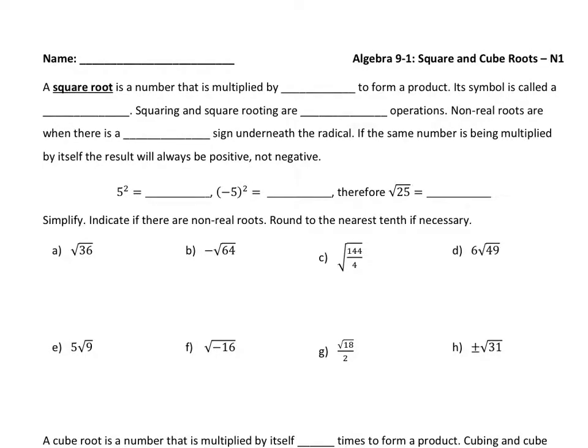Algebra Unit 9, Lesson 1, Notes 1, Square and Cube Roots. A square root is a number that is multiplied by itself to form a product. Its symbol is called a radical. Squaring and square rooting are inverse operations.